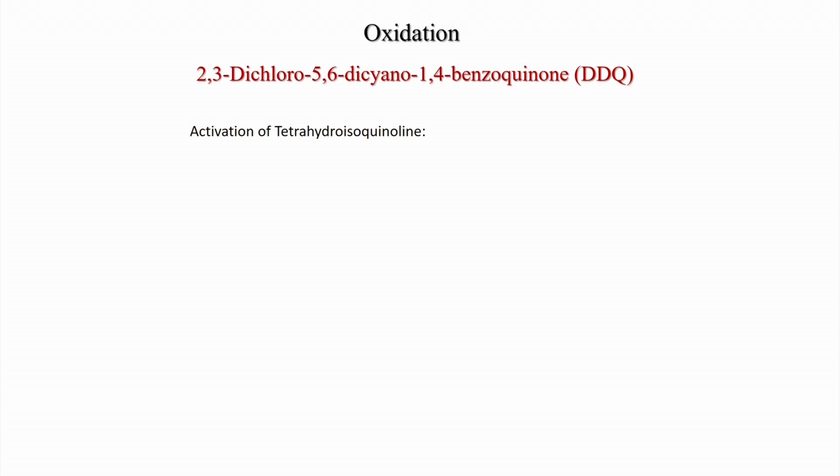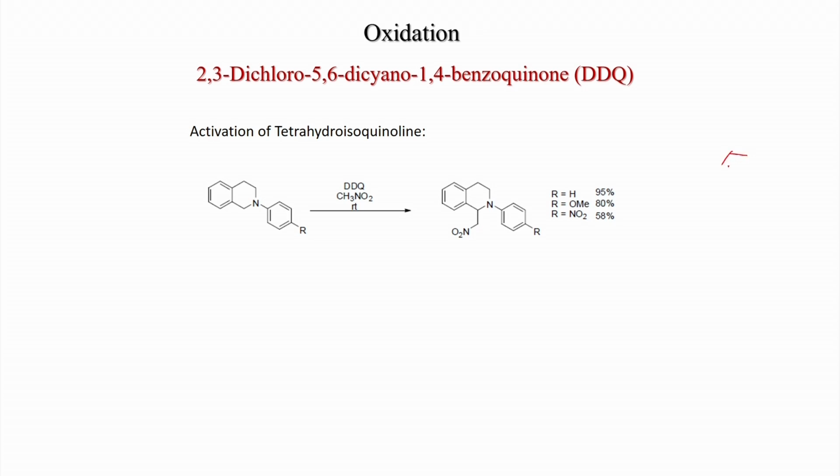Activation of tetrahydroisoquinoline, not only chroman, but quinoline system also, isoquinoline system can also be reacted under DDQ. So, DDQ, nitromethane solvent, room temperature, if you have the N-phenyl system, you can get reaction with nitromethane. So, C-C bond formation. Here also the mechanism most likely, iminium ion is formed.